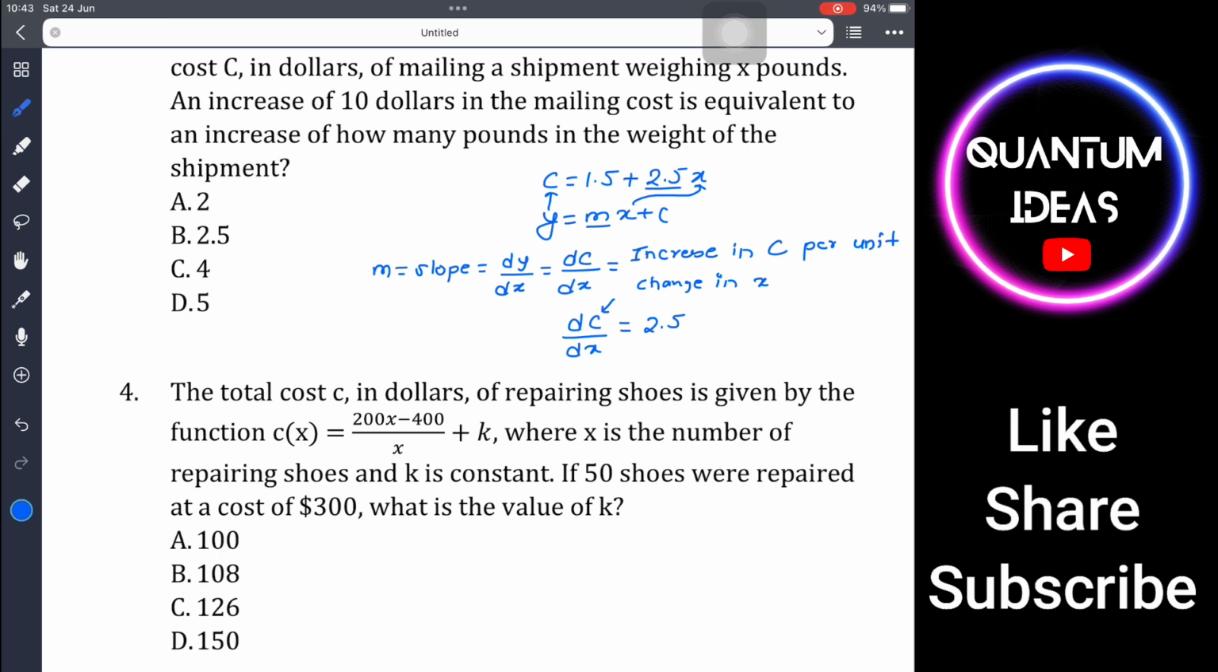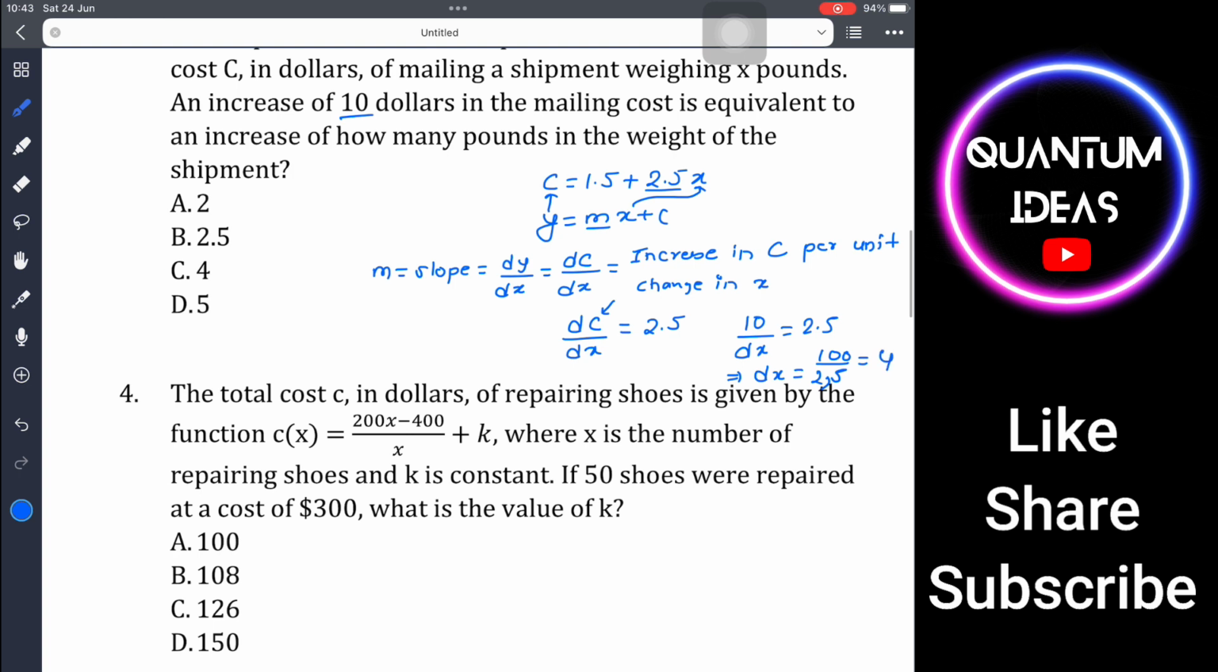This is given here as $10, so we have to find the change in x. The slope is 2.5, so now find dx. dx will be equal to 10 over 2.5, and this equals, using the calculator, 10 over 2.5 is 4. So 4 is the answer. You can do it like this. Okay, let's go to the next one.